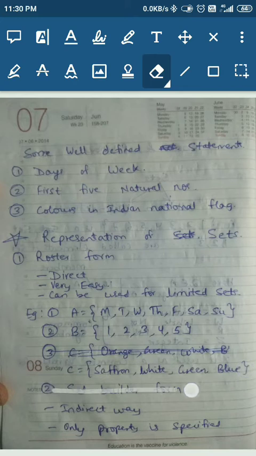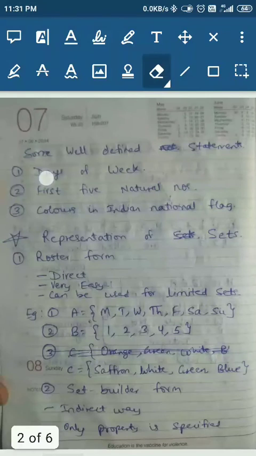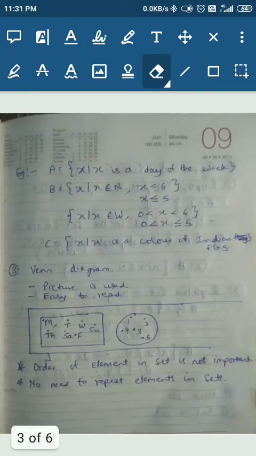In the set builder form, it is an indirect way and we only specify the properties. The reader in the set builder form has to interpret the data. Now here also we take the same three examples. Days of the week. So days of the week will be written like this: A equals x such that x is a day of the week. So here the reader has to interpret the answer. The answer is not directly given, only the property of the answer is given.